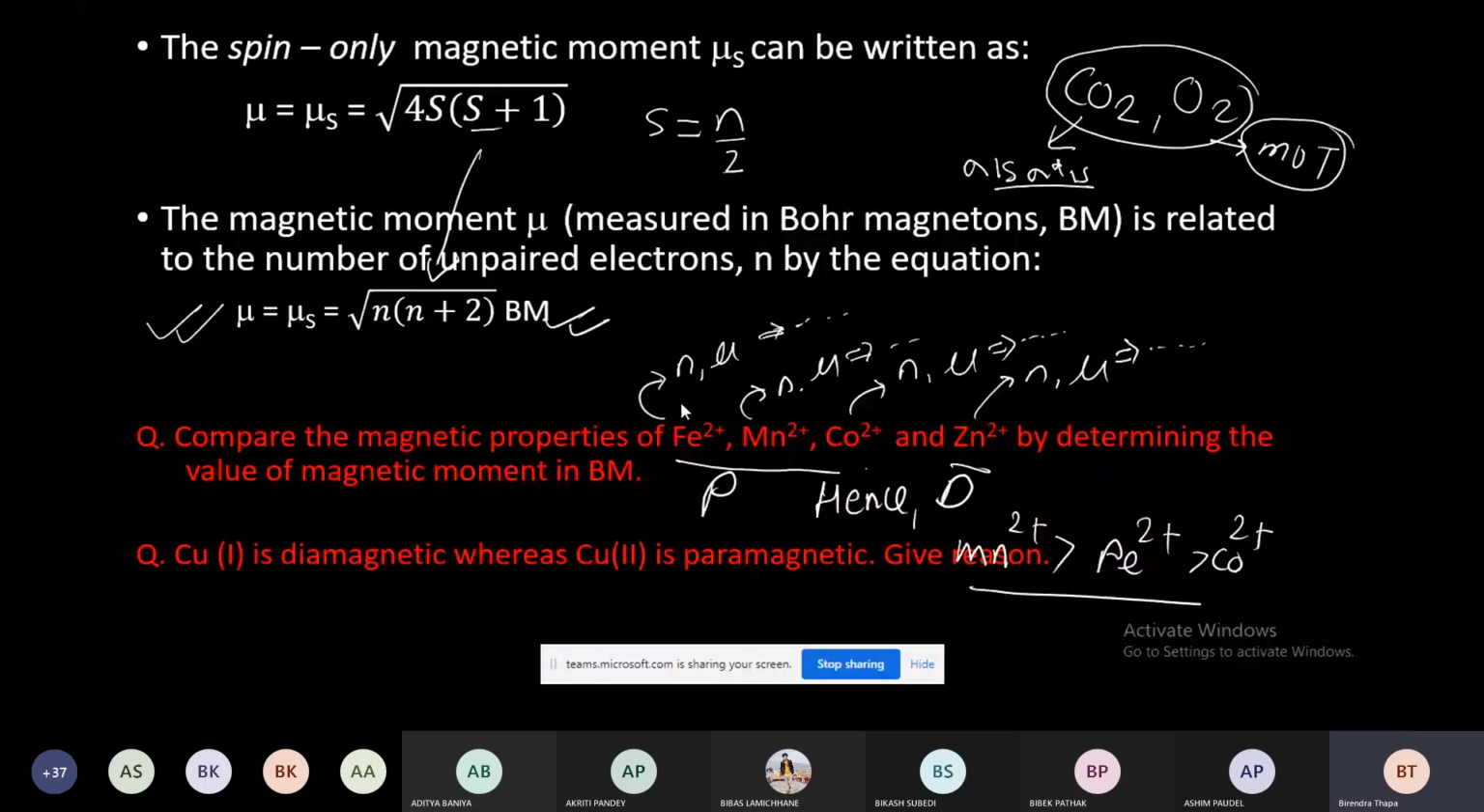Let's go to alloy formation. This is not very difficult. Alloy formation: transition metals can form alloys with one another or with atoms of other elements as well. One transition element can form an alloy with another transition element as well, or with other elements as well.